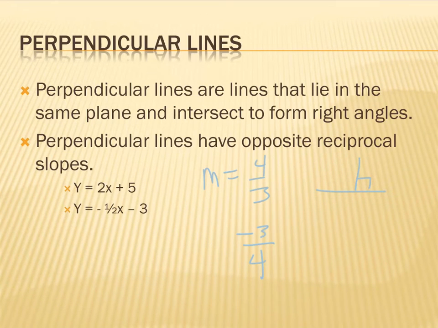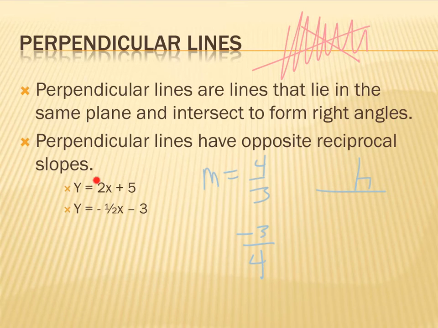So what we're talking about in this slide is perpendicular lines. Perpendicular lines are lines that lie in the same plane and intersect to form right angles. So exactly right angles. So if I had something like this, those two do not intersect at right angles, so that means those are not perpendicular lines. So if we look down here, though, they have the opposite reciprocal slope. In other words, I take one slope, flip it over, and make it the opposite.